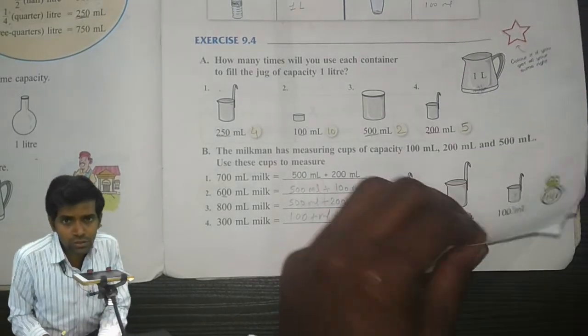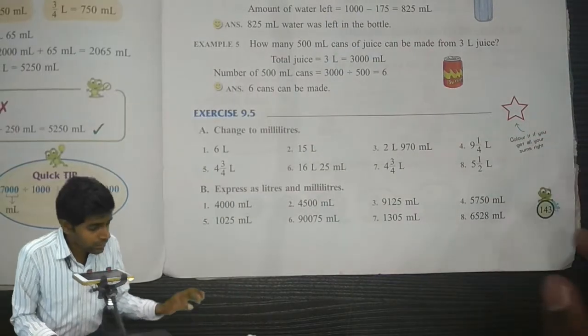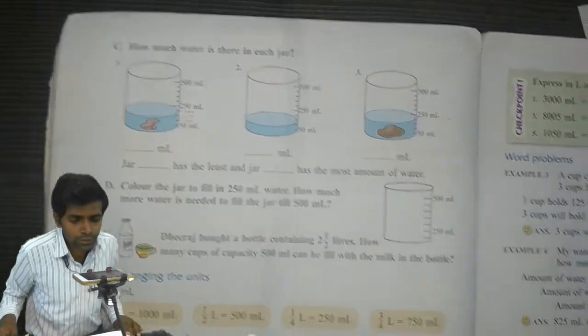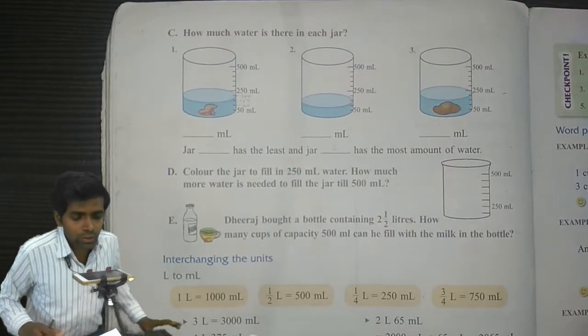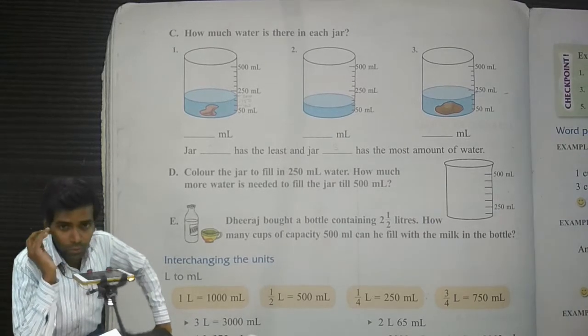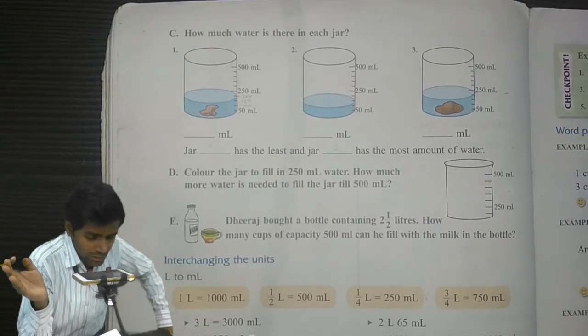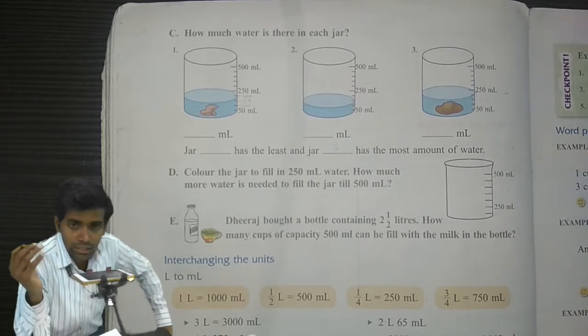Let's move towards the next page, and the page number is 142. ठीक है, चलिए पेज नंबर 142 की तरफ चलते हैं. So let's move toward page number 142, and on page number 142 the question number C is there, and question C is how much water is there in each jar.